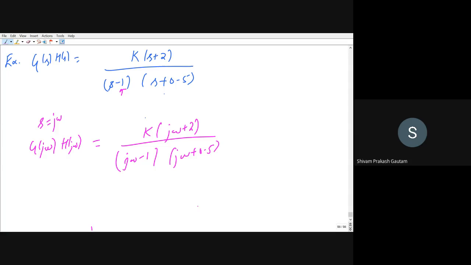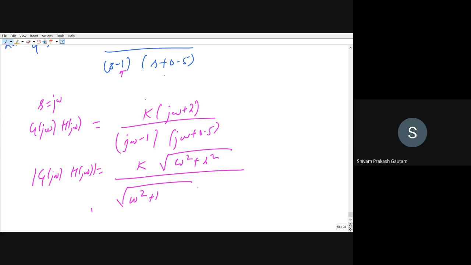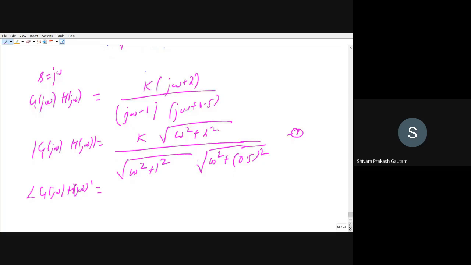You have to calculate the magnitude of G(j omega)H(j omega). Magnitude will be K times the square root of omega square plus 2 square, upon the square root of omega square plus 1 square, times the square root of omega square plus 0.5 whole square. So this is the magnitude part, equation number 1. You can also calculate the phase of G(j omega)H(j omega). Phase for the numerator we are calculating.